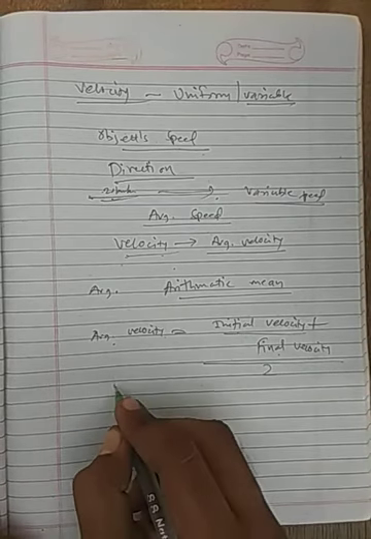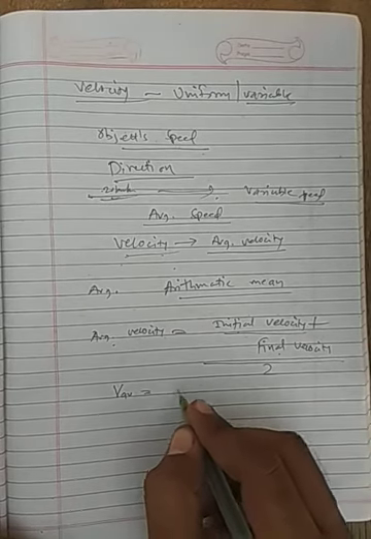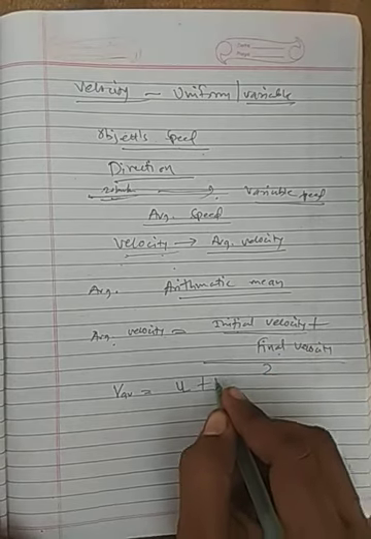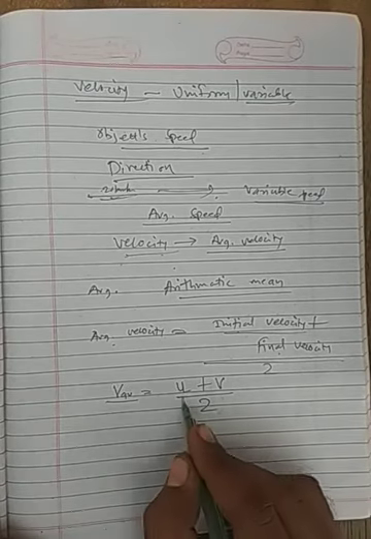So mathematically, if we describe average velocity, V_av is equal to u, that is initial velocity, plus v, that is final velocity, upon 2, where V_av is average velocity, u is initial velocity, v is final velocity. So speed and velocity are almost the same thing, but velocity also describes direction, while speed doesn't describe direction, it just describes the rate of motion or magnitude of motion.